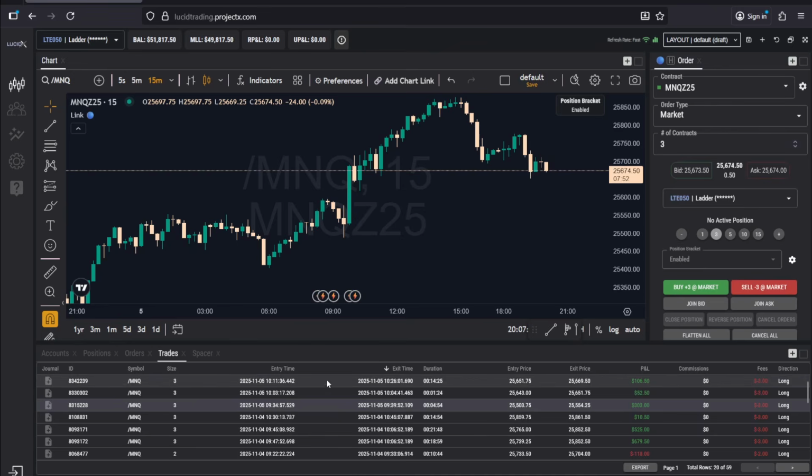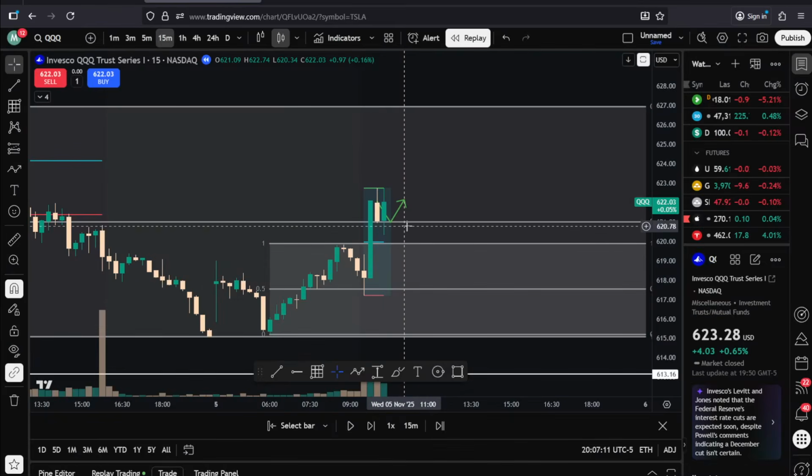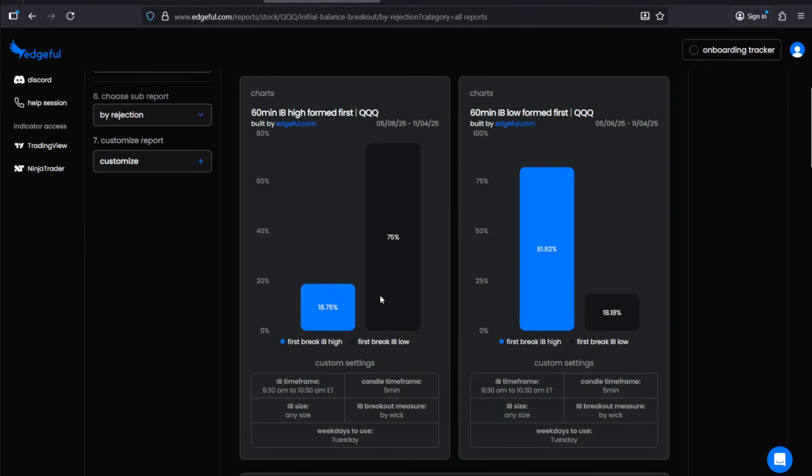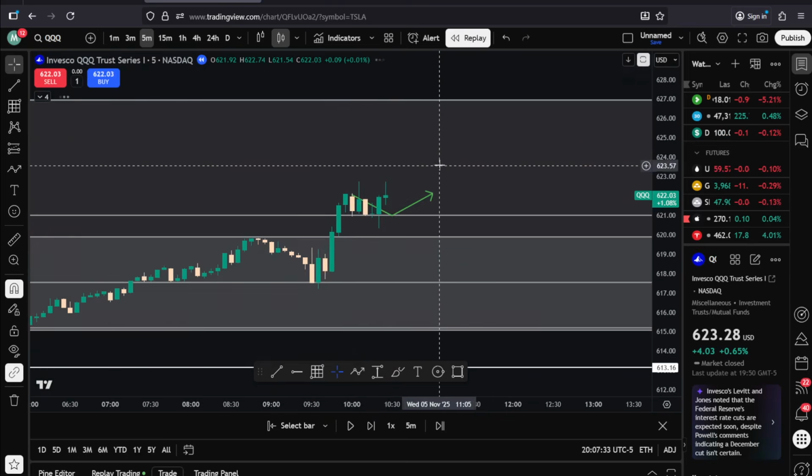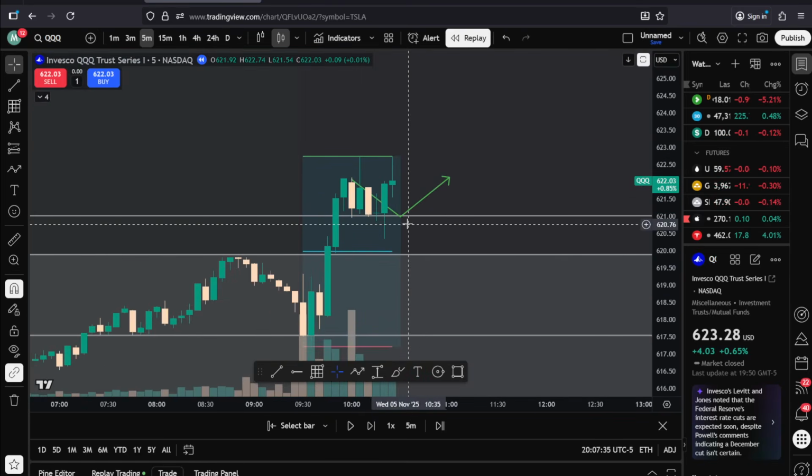Yet again, at 10:11, what I did was enter on a retest of that previous day's 50, as well as note that IB stat. Again, the IB stat: either the high or the low is formed first. You typically go and target the high or the low breakout. Yet again, we formed the low, so we're targeting the high with an 82% chance of going and breaking that high.